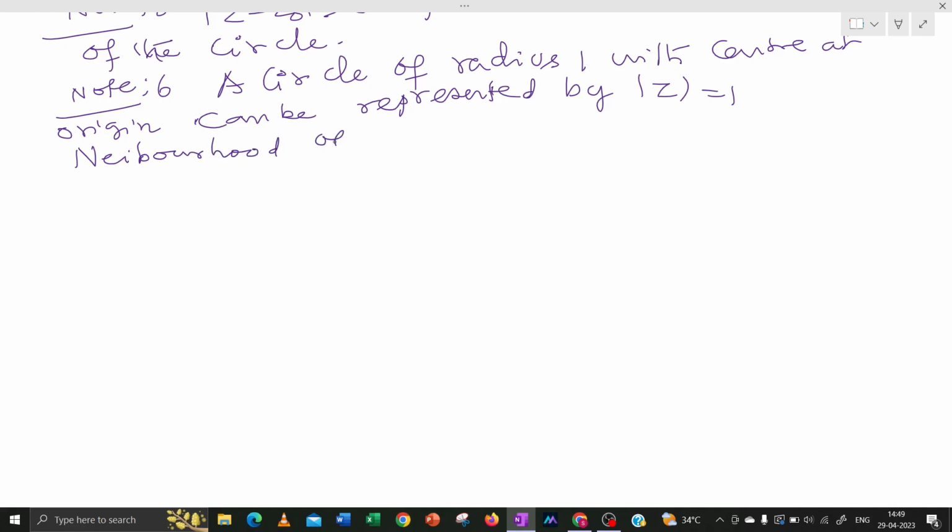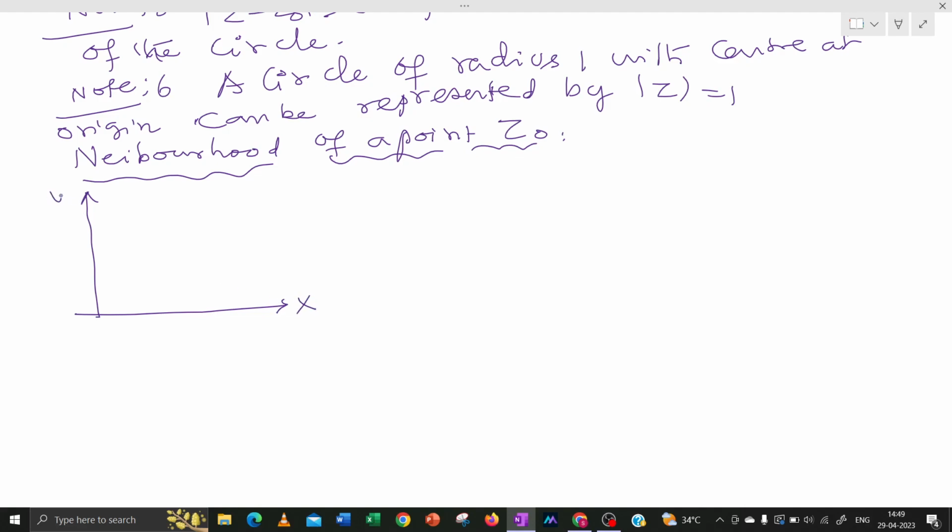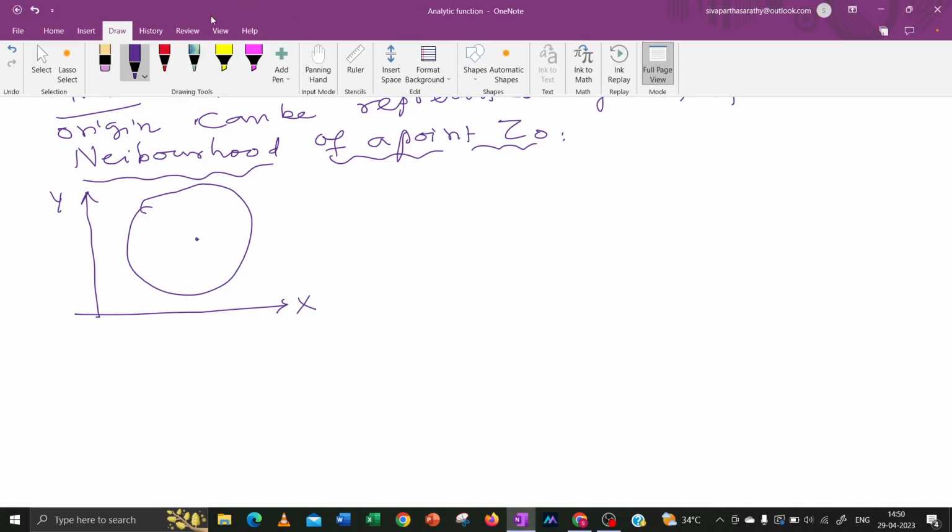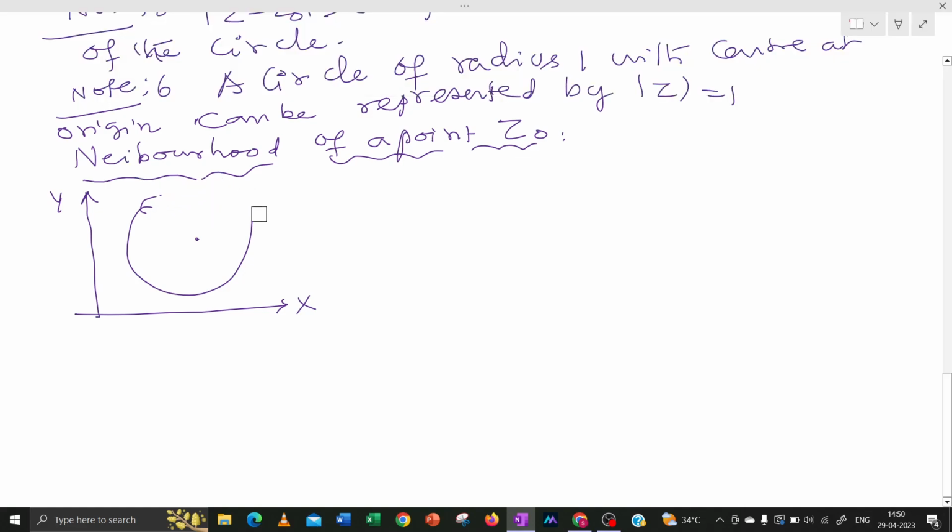Neighborhood of a point z0. When is a point said to be in the neighborhood of the point z0? Okay, we'll draw the diagram. X and Y, and a circle is there. We can draw a proper circle.